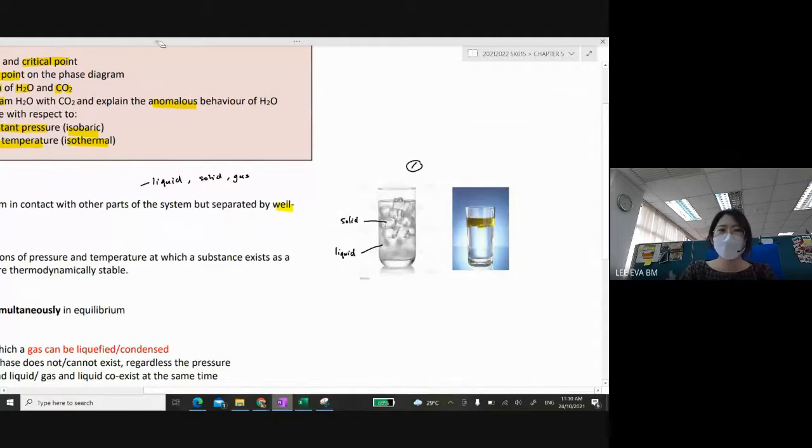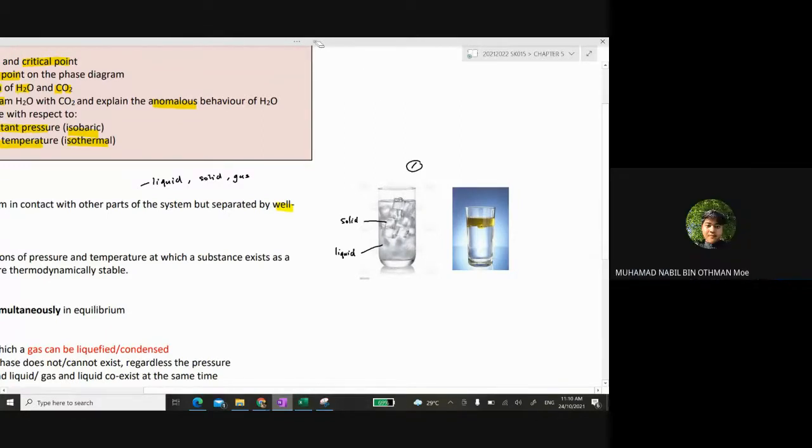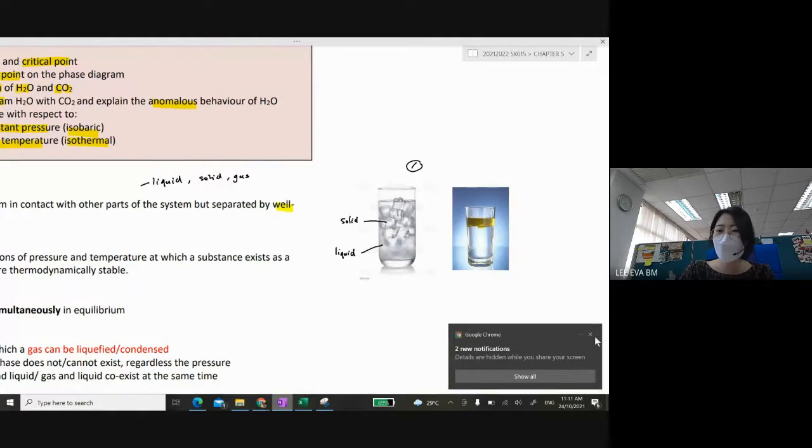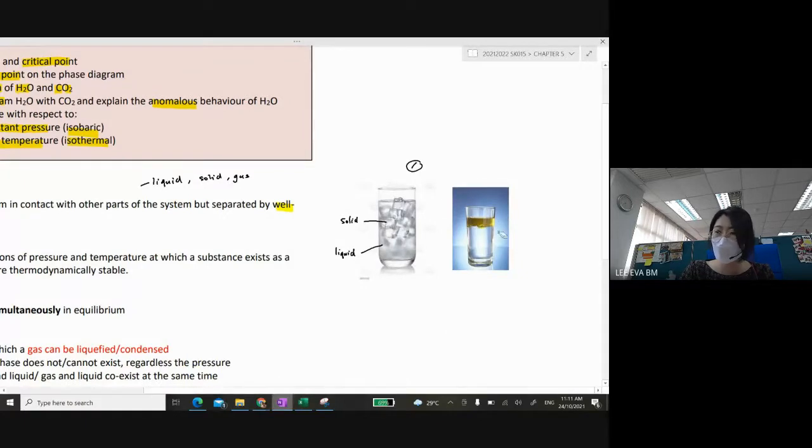Okay, how about the second diagram? What do you see inside the glass? How many phases would you see? Only one phase, because you only have a liquid phase. But you have two components over here. You have two substances: a layer of oil and a layer of water. In this case, we only have one phase but two components.